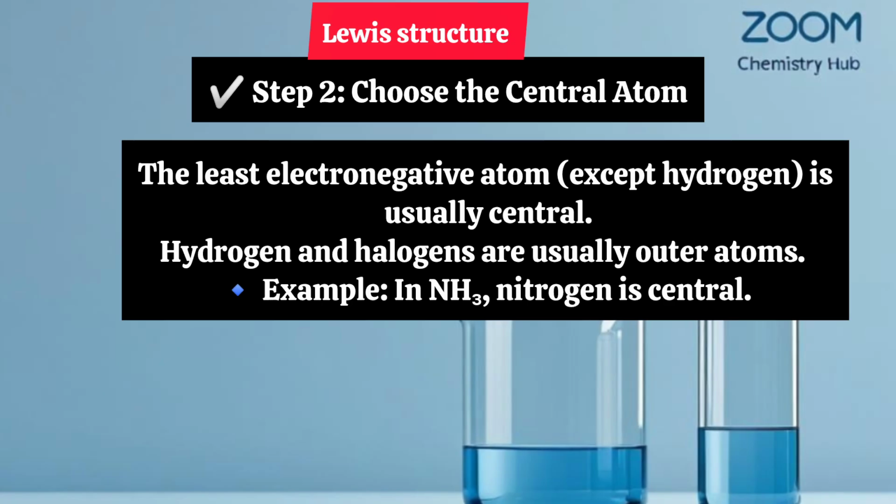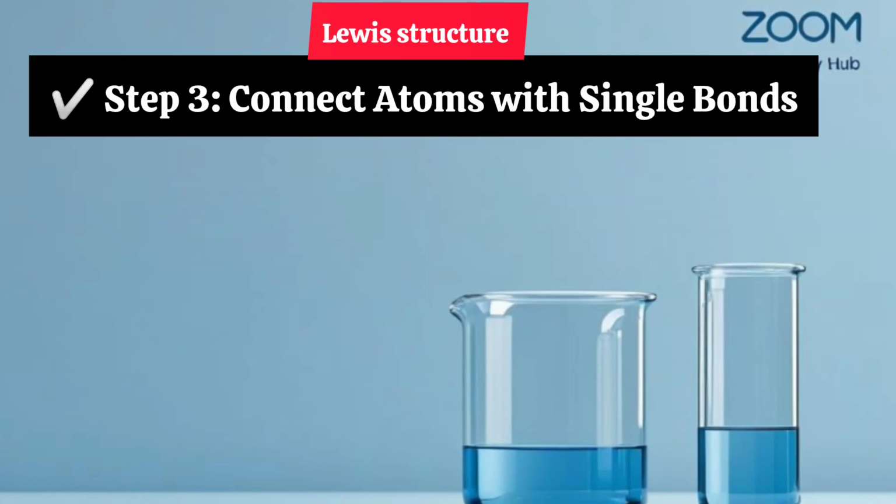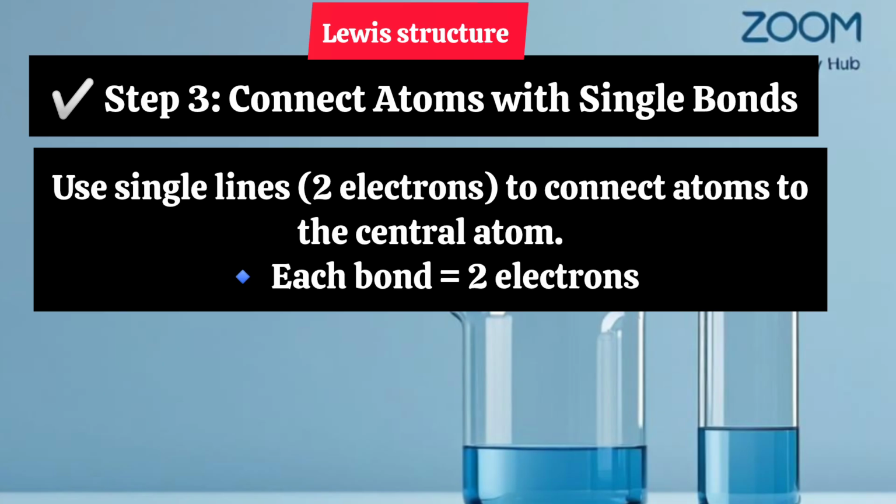We usually choose the least electronegative atom except hydrogen. So hydrogen and halogens are usually the outer atoms. An example is that in NH3 the nitrogen is the central atom and hydrogen is the outer atom. In the third step, we connect the atoms with a single bond. We use single lines, that is 2 electrons, to connect the atoms to the central atom to make the structure of the molecule.